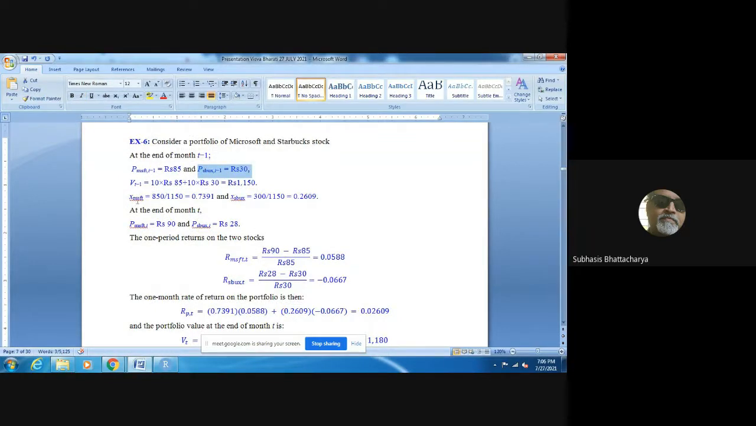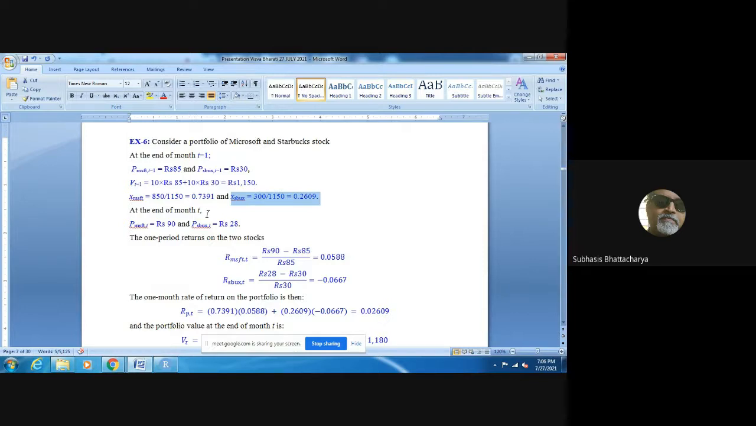Since you get the 10 shares, what is the V T minus 1? That is 10 into 85 plus 10 into 30. That is, you just get 1150. So what is X MSFT? That is 850. This 850 divided by 1150, that is 0.7391. And what is the same for the Starbucks?